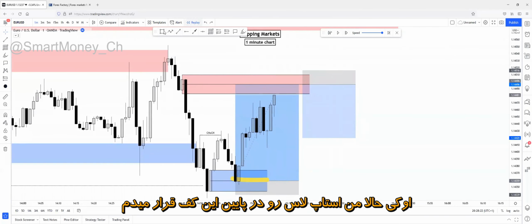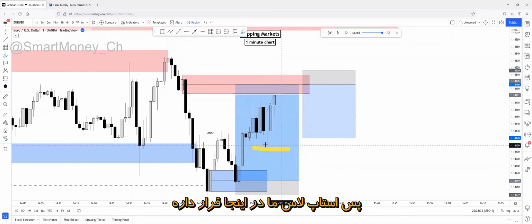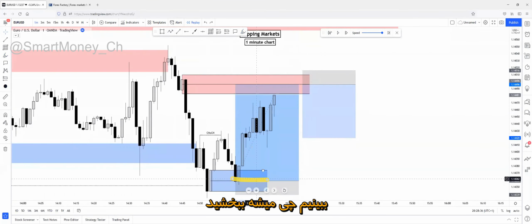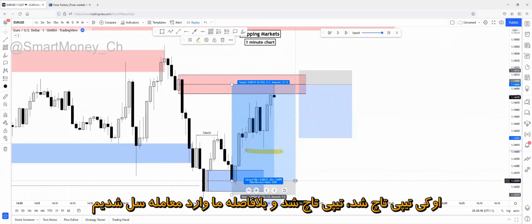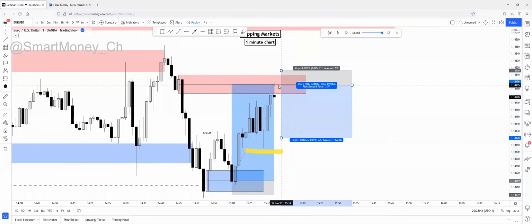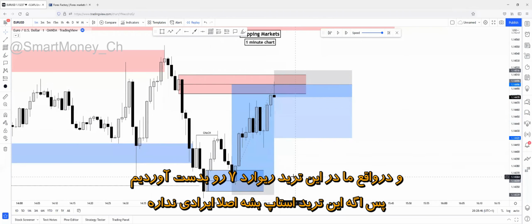Okay, right now I will set the stop loss under this low point, because this low point has no liquidity. This is not part of the liquidity. This candle swept the liquidity from this region, so our stop loss will be in this region. Let's see what happens. Okay, TP hit, and we are tagged into the trade immediately into the short. So basically we booked a 1-to-7 risk-reward ratio on this trade. So if you take a loss on this trade, that will be perfectly fine.